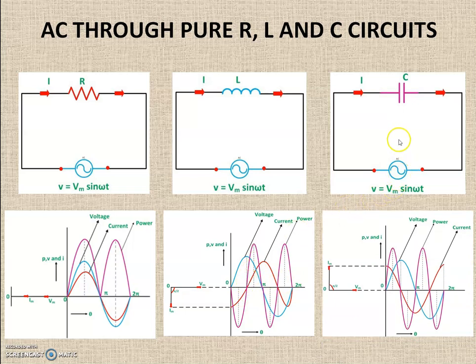In the case of a pure C circuit, the current will be leading the voltage by an angle of 90° or pi by 2. Here also you can see that the current is leading the voltage by 90°. The power waveform also has both positive and negative parts, somewhat similar to that of the inductive load. So both pure inductive and pure capacitive circuits have positive and negative power, but in the case of a resistive load you have only positive power.